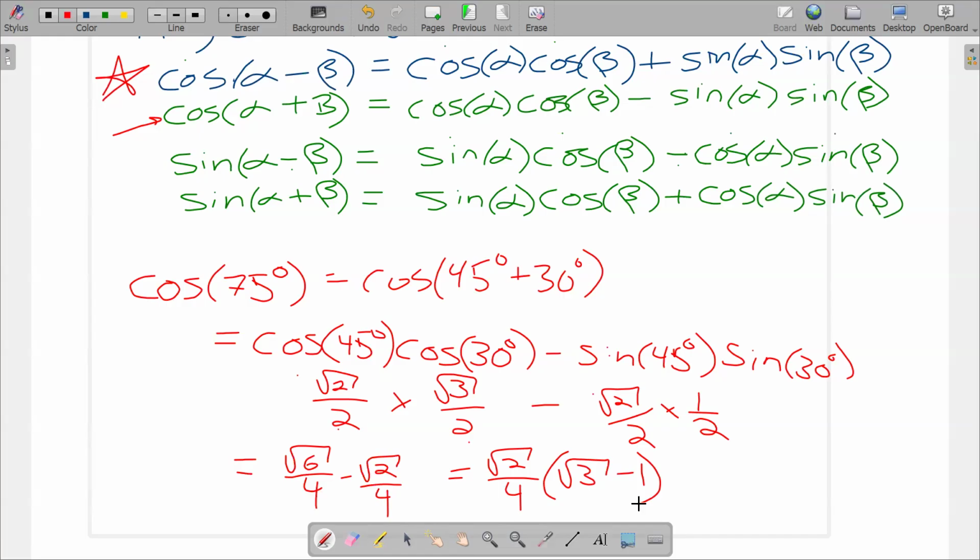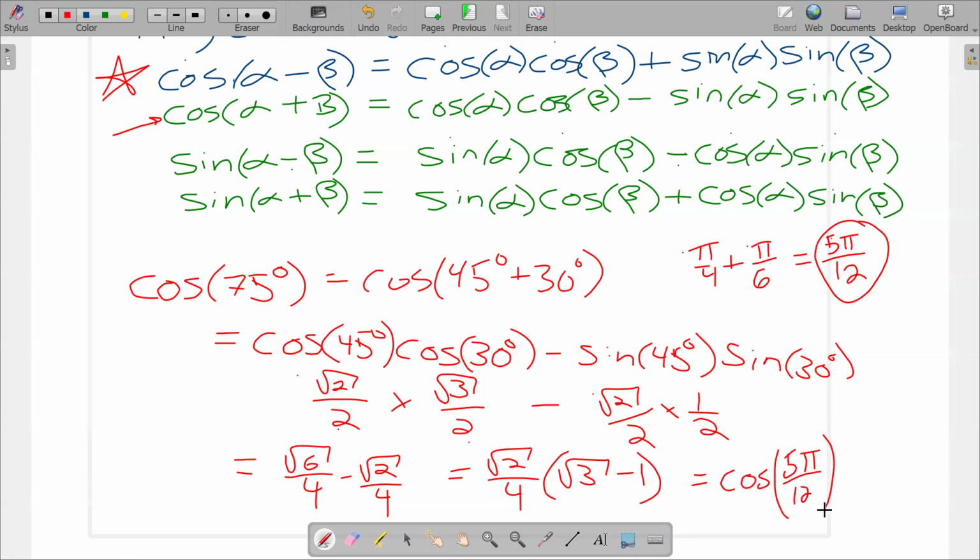So sometimes we might see this written one way or the other, but that's an exact answer for the cosine of 75. Now let's think about this in radians for a moment. Let's see, in radians, that would be pi over 4 plus pi over 6. Common denominator there would be 12. So that would be 3 pi and 2 pi. So that would be 5 pi over 12. So we have an exact answer for the cosine of 75 degrees, or we can say that's the cosine of 5 pi over 12.